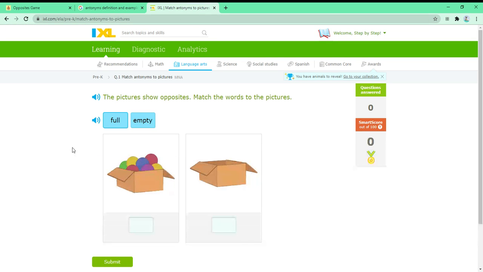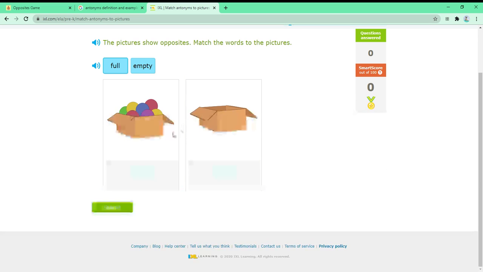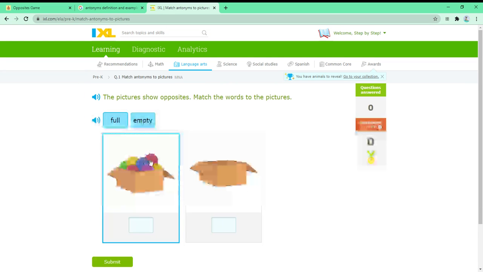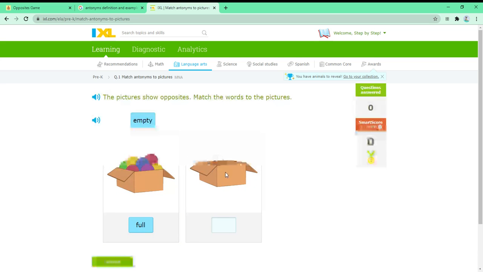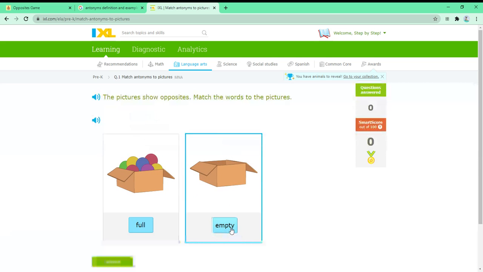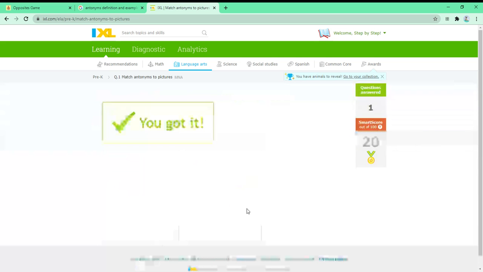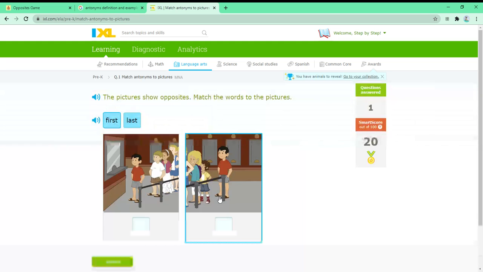It says full and empty. So we know that the first one right here is full because you can see colorful balls inside the box, which makes it full. So let's make it full. And we know that this one is empty because there's nothing in it. So we click empty. It's right. Okay, so the pictures show opposites.